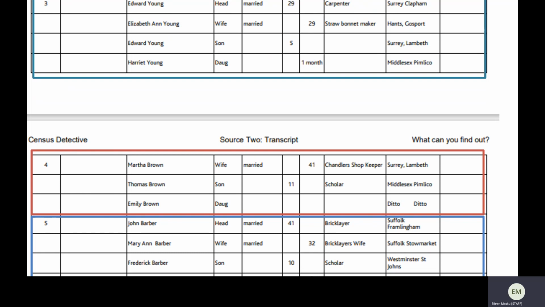It doesn't say that she went to school. And where it says ditto, that just means that she was also born in Middlesex, in Pimlico.